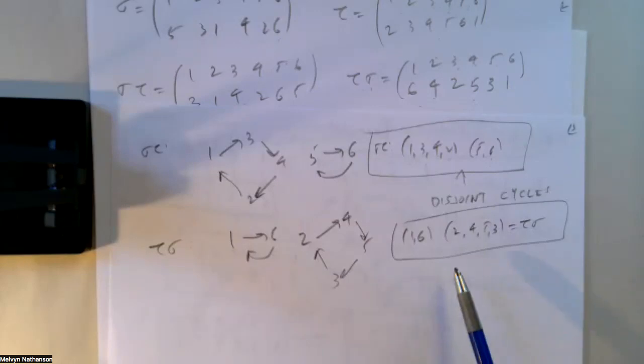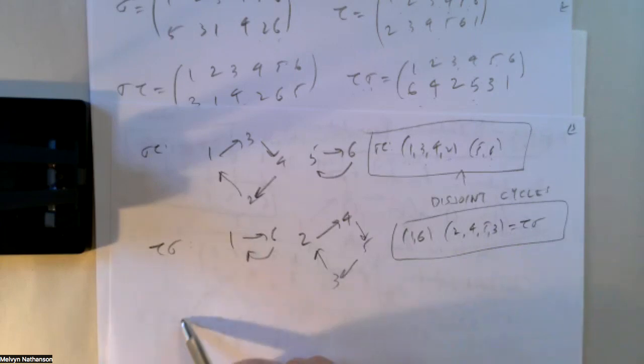And we can make several observations about cycles. First of all, the cycle (1 6), that sends 1 to 6 and 6 to 1. The cycle (6 1) sends 6 to 1 and 1 to 6. It's the same thing. These are the same permutation.